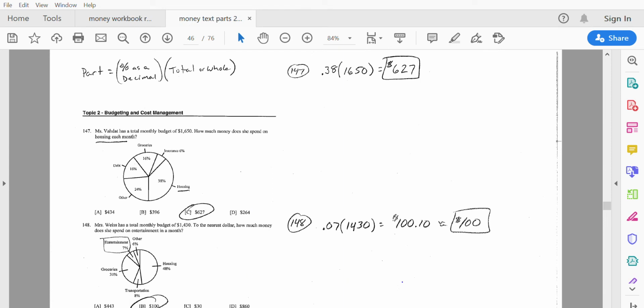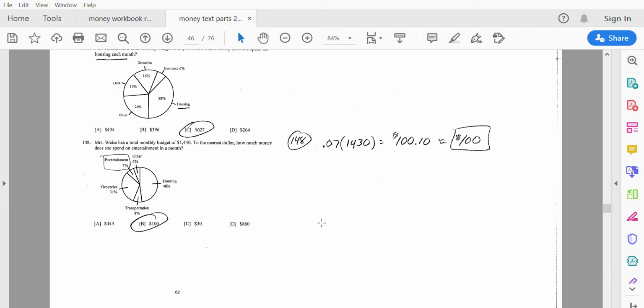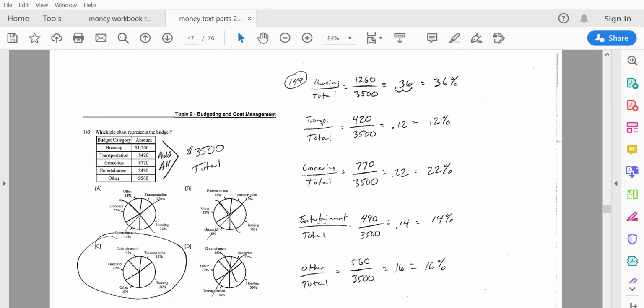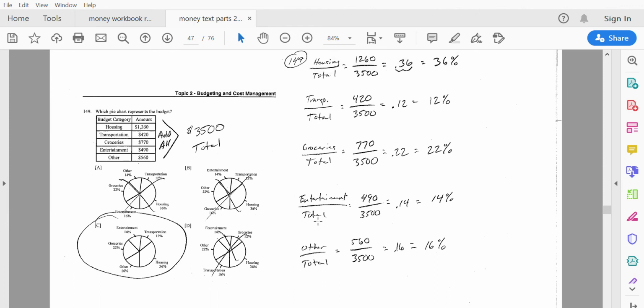So that's problem 148. Let's turn the page again to page 63. Okay. So problem 149.